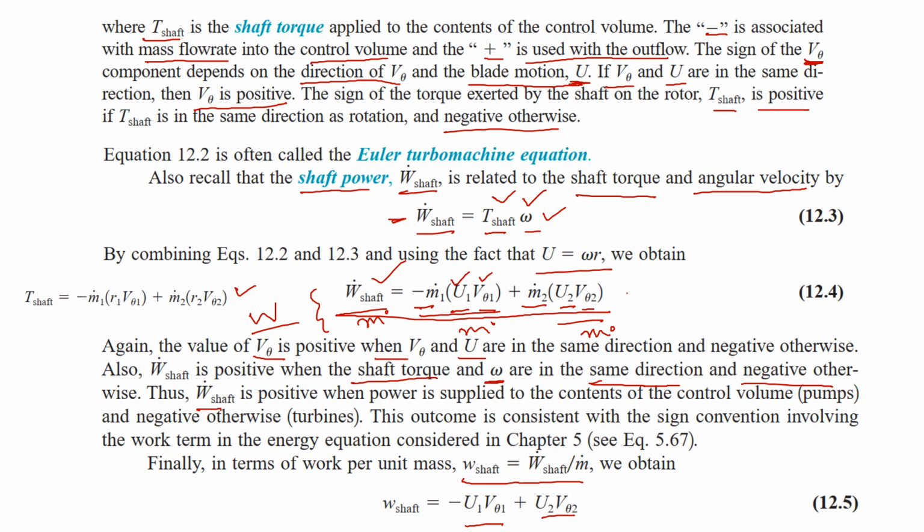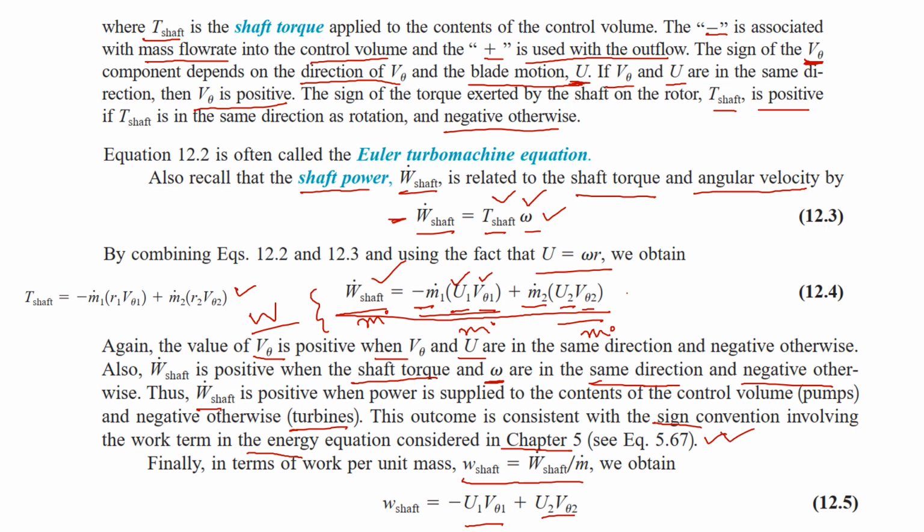So now we can see in terms of the equation that if W dot is positive, power is supplied to the contents of the control volume. So we are back to that statement again, and negative otherwise, if the fluid is working on the turbine shaft. That is the case for the turbine. This outcome is consistent with the sign convention involving the work term in the energy equation considered in chapter 5, equation 5.67, in the same section of the Reynolds transport theorem, in which we talk about the first law of thermodynamics and the powers and works involved. So go through it also.